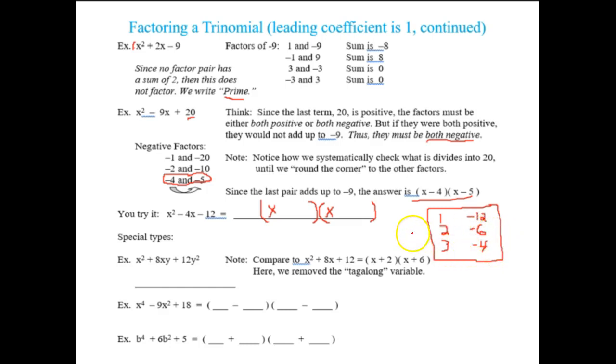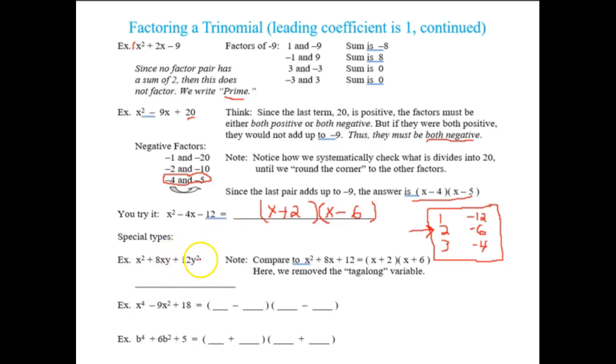So the pair where the bigger number is negative and it adds up to negative 4 is the second pair, 2 and negative 6. So this would be x plus 2 and then x minus 6. Okay, so FOIL that, and you'll see that it equals the original trinomial.